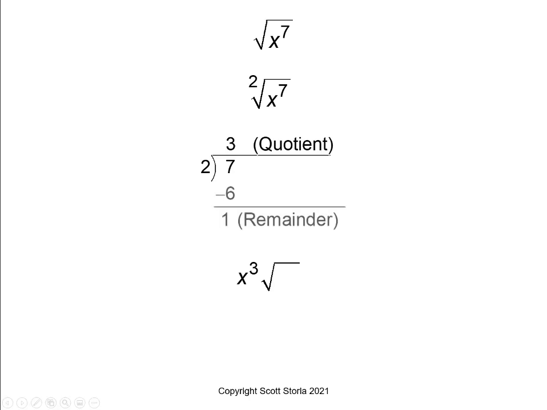And the idea here is if we divide 2 into 7, that is the index into the exponent, then the quotient is the exponent on the base outside, and the remainder is the exponent of the base inside. So in this case, 2 goes into 7 3 times, so that's going to be the exponent on x outside, with a remainder of 1, so that's going to be the exponent of x inside. That is, 2 goes into 7 3 times, so that's the exponent on the base outside, with remainder 1, so that's the exponent inside. And we don't usually write exponents of 1, so this is how it would look.